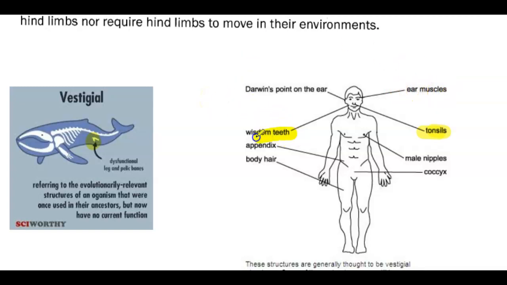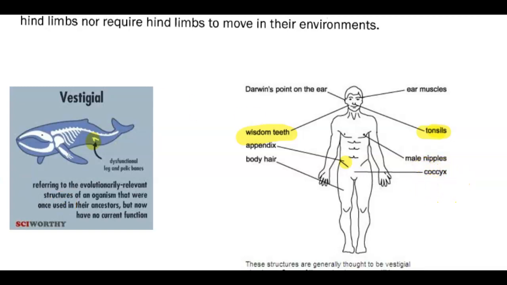Wisdom teeth, they get in the way of our mouth a lot. We get them removed. So they're extra in there, and they actually cause problems for a lot of people. There's your appendix right here in your digestive system. Because we wear clothing now and live in shelters, we don't really need a full coat of body hair. And then your coccyx is the name of your tailbone. So if you're wondering what this thing is pointing to, that is your tailbone.